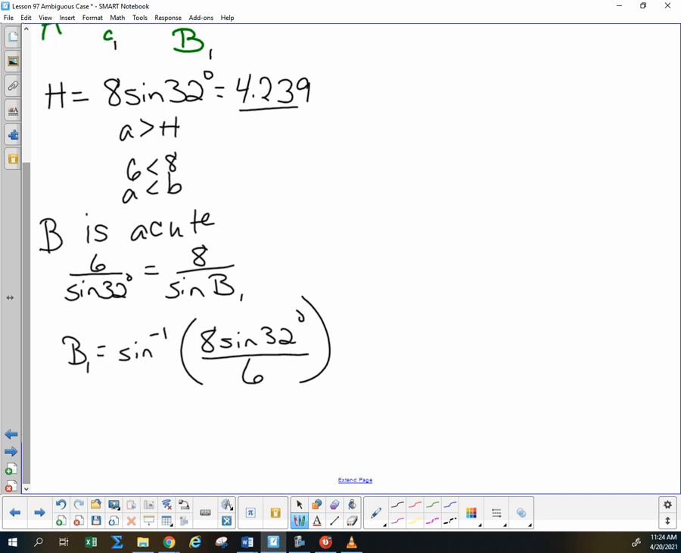Don't do this time-wasting nonsense of sine 32 equals, and then store that, and then times 8, and store that, and then divide it by 6, and store that, and then take the sine inverse of what you stored. Enter that all at once, just exactly like that. Saves time. That's how you have enough time on the tests. So, who has that one for me now?